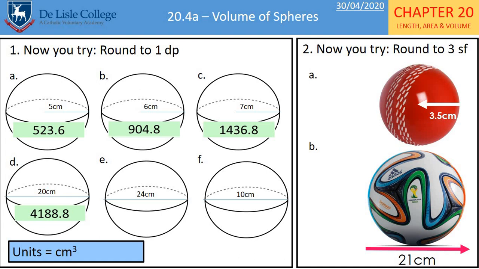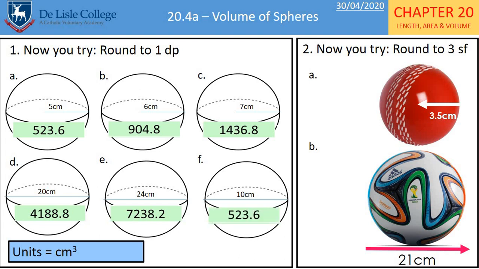4,188.8 centimetres cubed. If you're looking at your answer thinking, mine's double the size of that, mine looks really big, it's because you've not halved the diameter. You've used the diameter rather than the radius, and the radius would be 10. So if you think you've made that mistake, you might want to pause the video now and just go back and have a look at E and F again, because you've probably made the same mistake there. If not, we can just carry on.